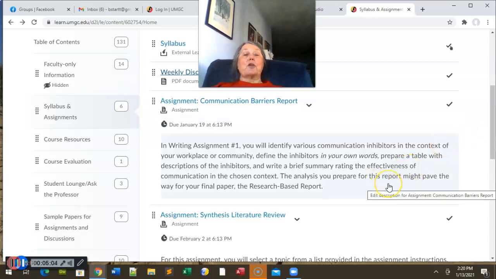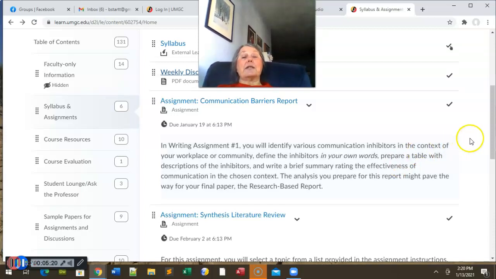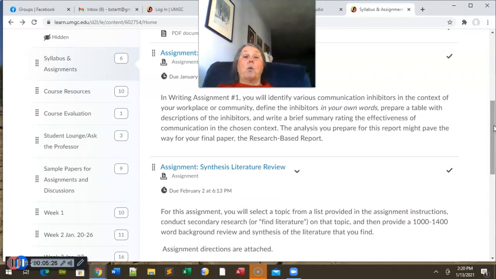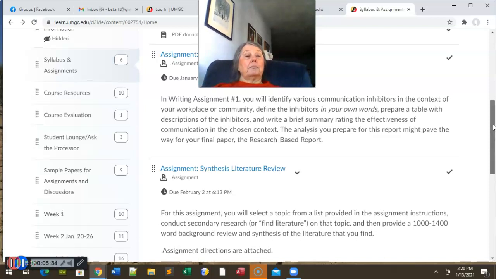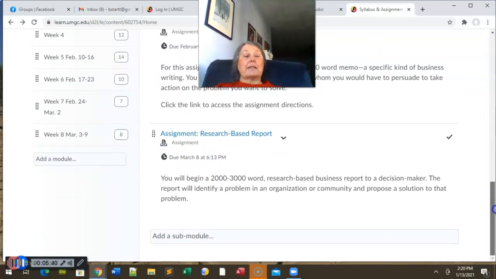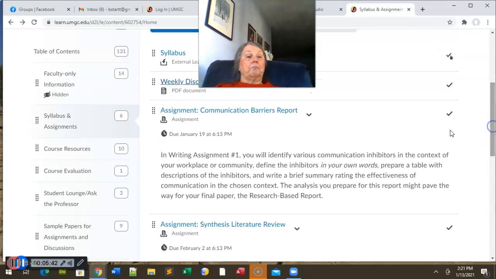You're going to look at various communication inhibitors in the context of your workplace. Define the inhibitors in your own words. Prepare a table with descriptions of the inhibitors and write a brief summary rating the effectiveness of communication in the chosen context. You might find that some of the information that you put together here can be used later on when you do your final report. All right, and so as I say, there are all 4 of the assignments for this 8-week period.